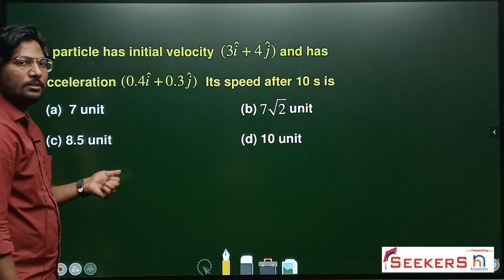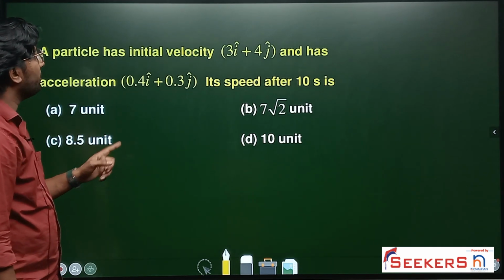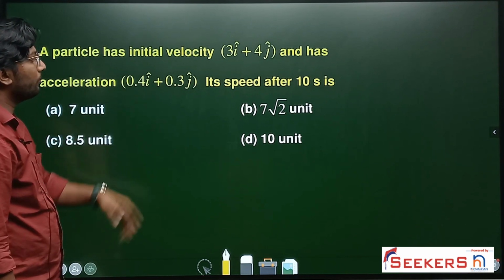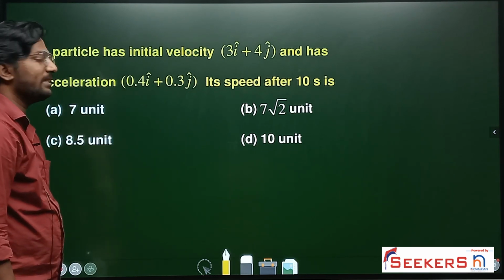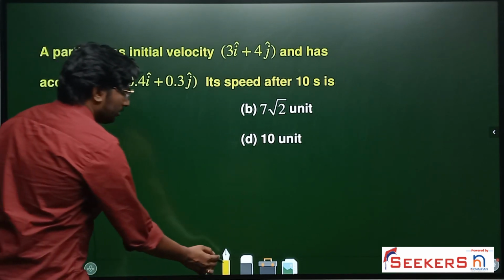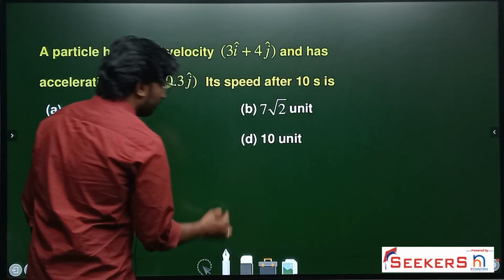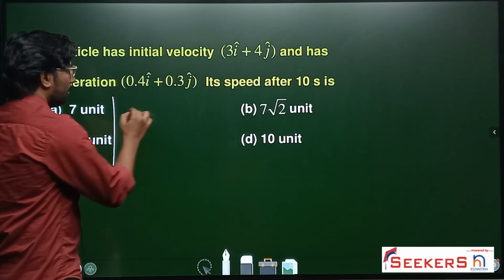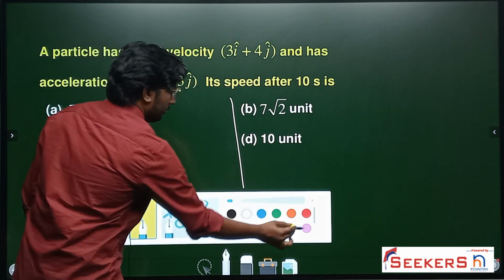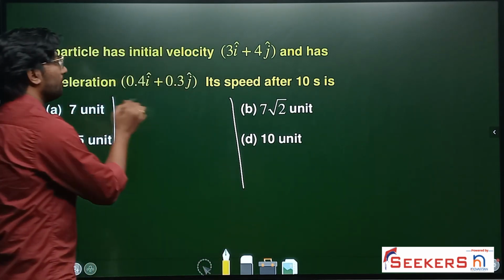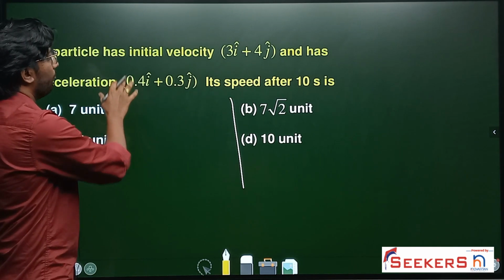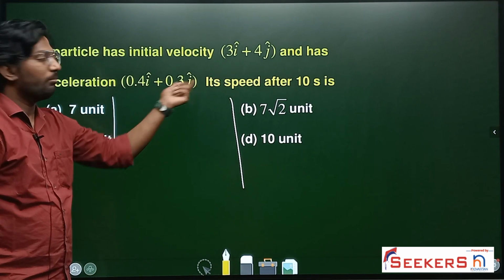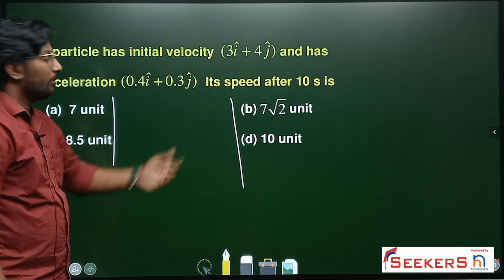So the next question in this topic is, a particle has an initial velocity of 3 i cap plus 4 j cap and has an acceleration of so and so, and its speed after 10 seconds is. This is again based on, not exactly instantaneous motion, but on kinematic equations. So you can relate. Why are we considering this question under position, velocity and acceleration vectors? Since the quantities are given as vector quantities, but still you can solve this question using the kinematic equations.